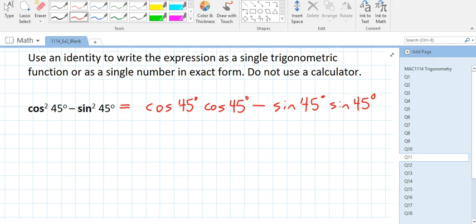Who is it that we're really looking at here? Cosine 90 minus sine 90. Not cosine 90 minus sine 90. This is cosine A plus B. The way this formula is written out, this is cosine A plus B.